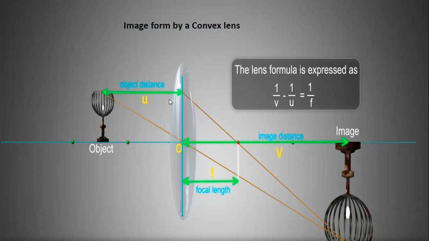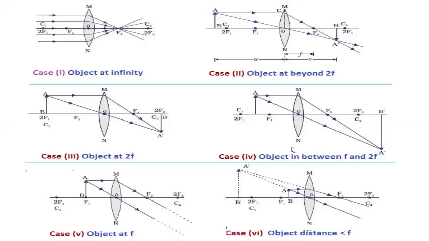Other terminologies are the object distance and the image distance. You can see the focal length and image are at the same side. And we have the lens formula as 1 over image distance minus 1 over object distance will give you the inverse of the focal length. Next are the different cases of convex lens for the image formation.